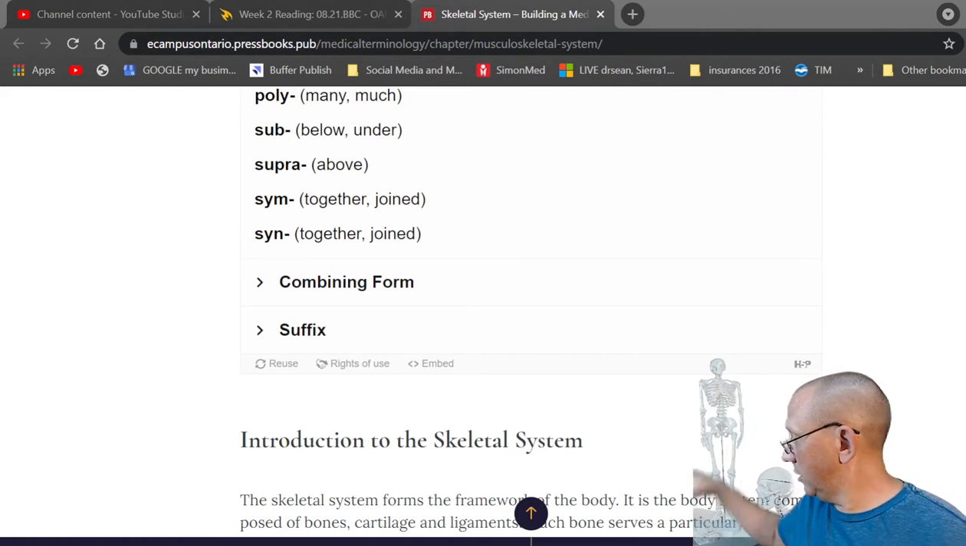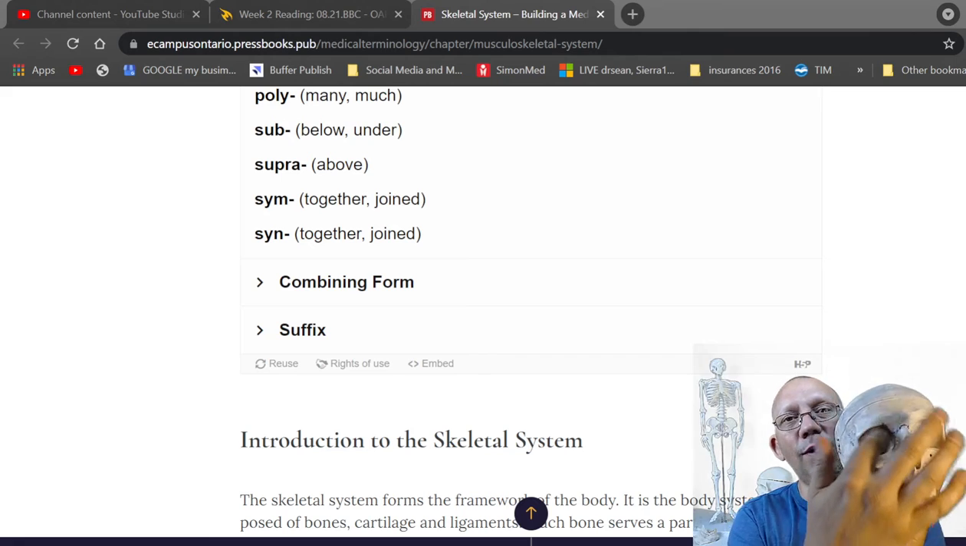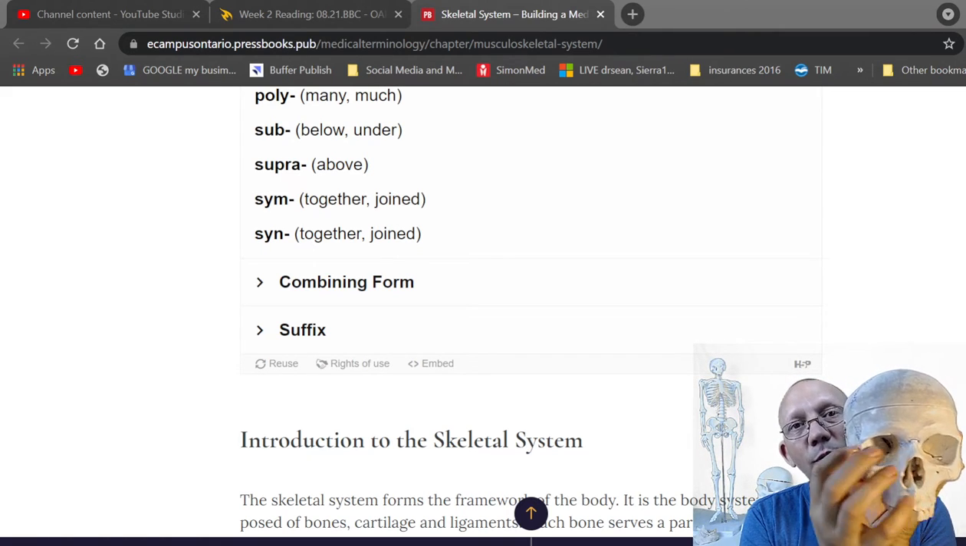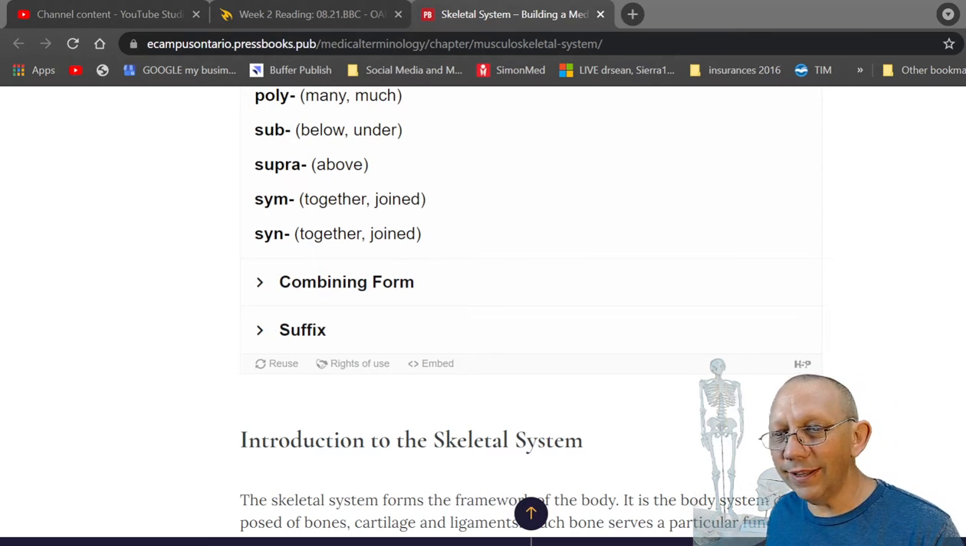Supraorbital usually is a real easy one. So there's muscles around the eye. There's infraorbital, there's supraorbital, and then there's lateral ones, and then there's the ones called abducens and stuff like that. Don't worry about it. Syn means together.